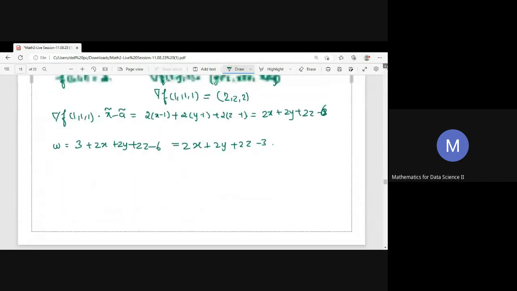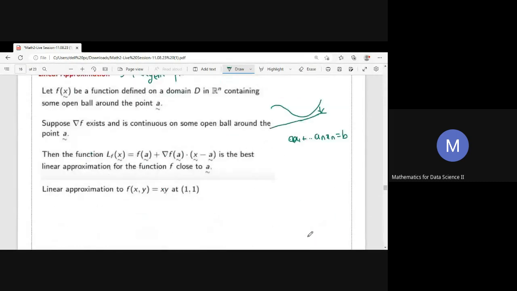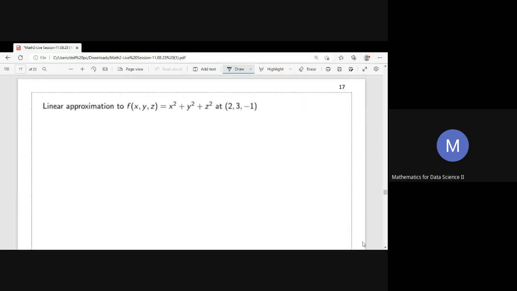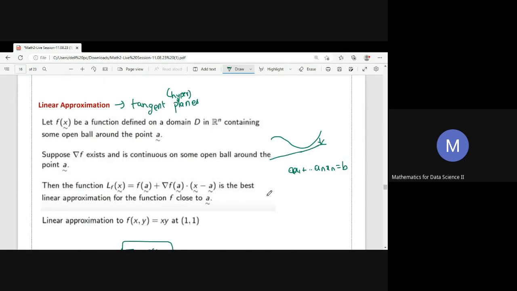This exact problem I have done here already. Z equal to x plus y minus 1. That is the exact same answer here as well. It is not new. And for the next example also, it is going to be exactly the same, which I gave you as homework. So linear approximations are nothing but the corresponding tangent planes.